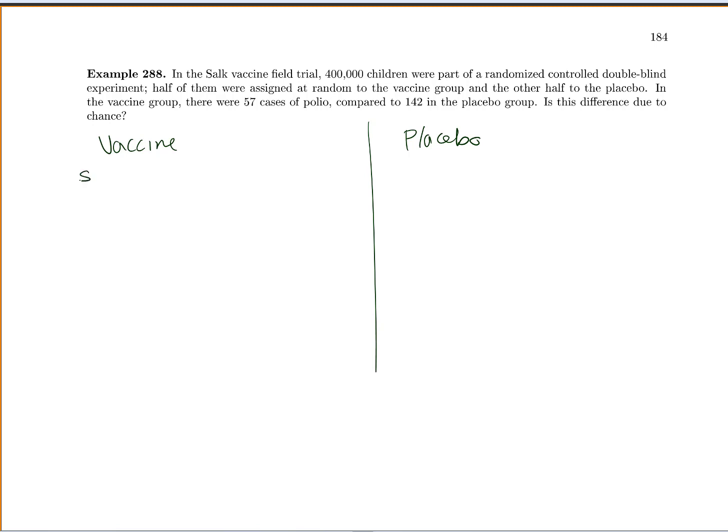Okay, for my vaccine, I had a sample size equals, it says half of it, so 200,000. That's a pretty big sample size. And my sample percent was what, let's see, half of them in the vaccine group, there were 57. So it's going to be 57 divided by 200,000. This is going to be very small. When I deal with really small numbers, I'm going to use more decimal places. So I think I'll do 4 decimal places on this problem. Otherwise, your answers change a lot.